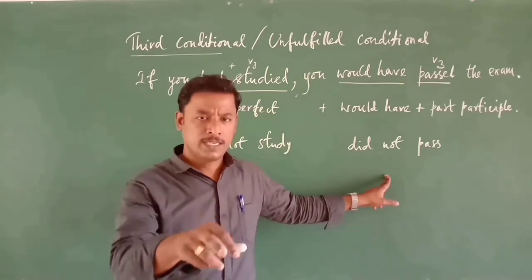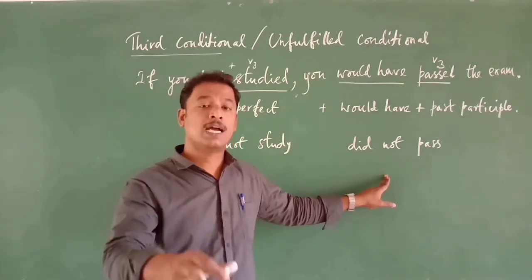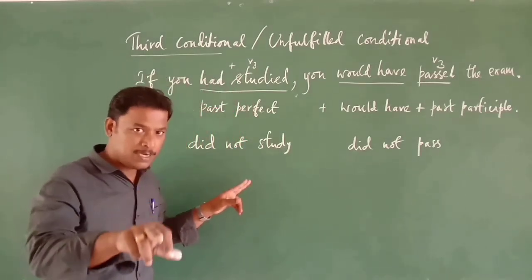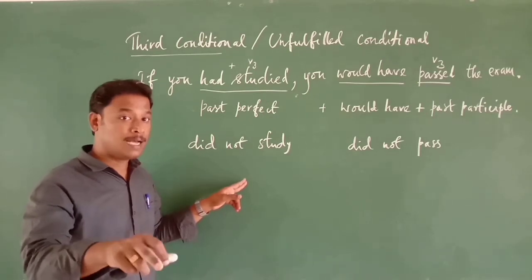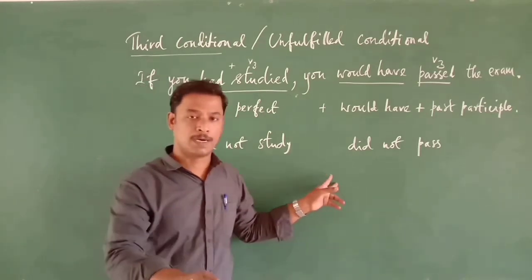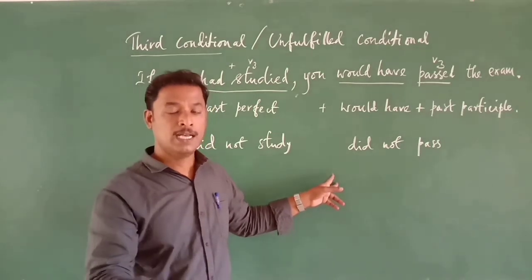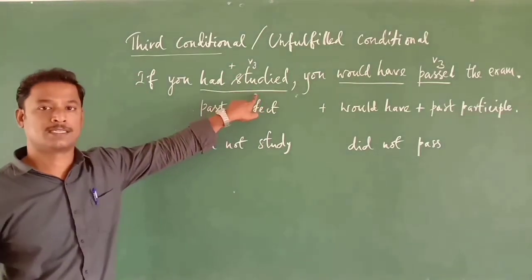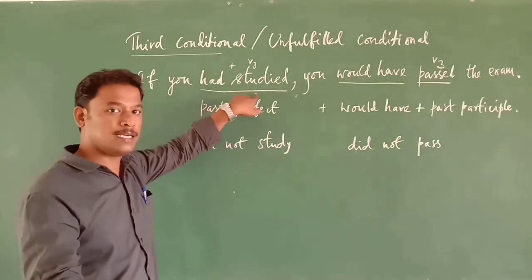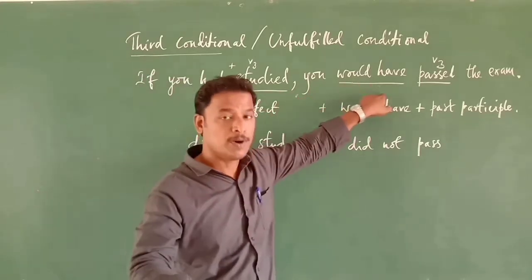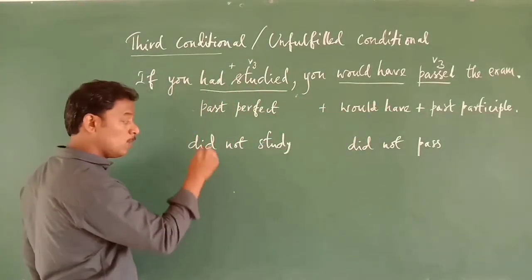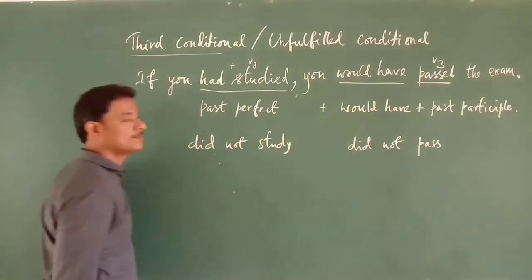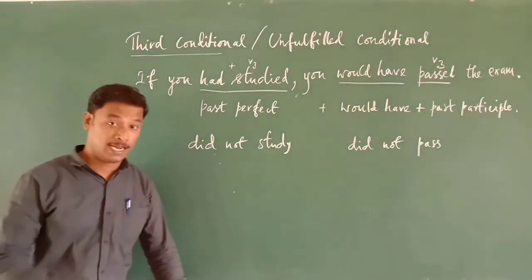So, you are thinking about how that action must have happened. The action which happened in your past, what happened? You did not study, you did not pass. So you are imagining that action happening like this sentence: if you had studied, you would have passed the exam. So actually, what happened is that you did not study, that is why you did not pass. Okay. Let me give another example.